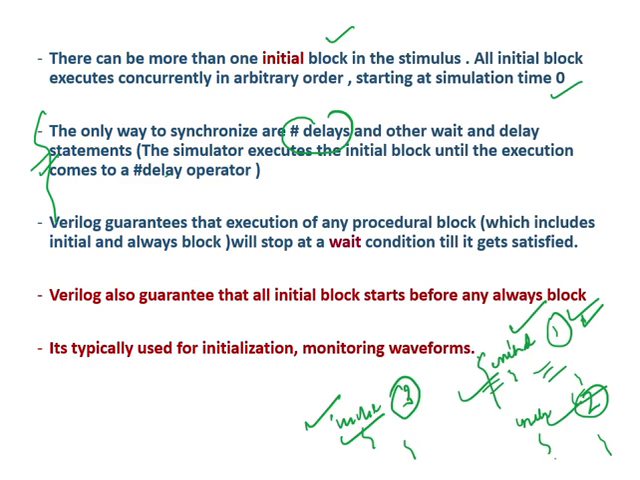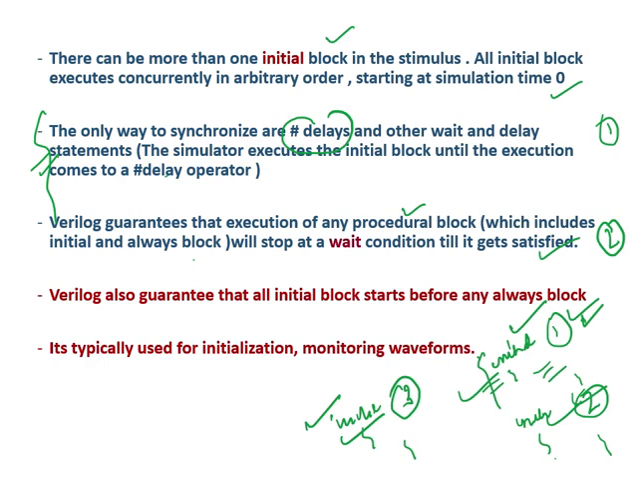Then Verilog guarantees that execution of any procedural block, and procedural blocks are of two types, one is always and one is initial, will stop at a wait condition till it gets satisfied. You have to remember this line. With one example, you will get these first and second statements conceptually.